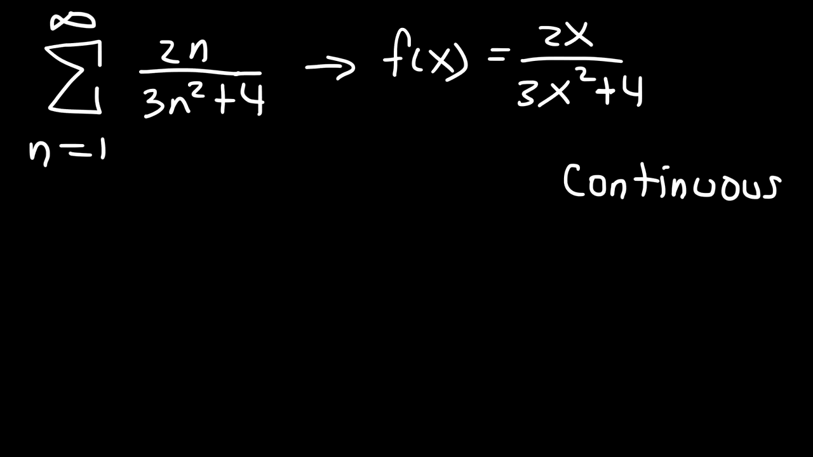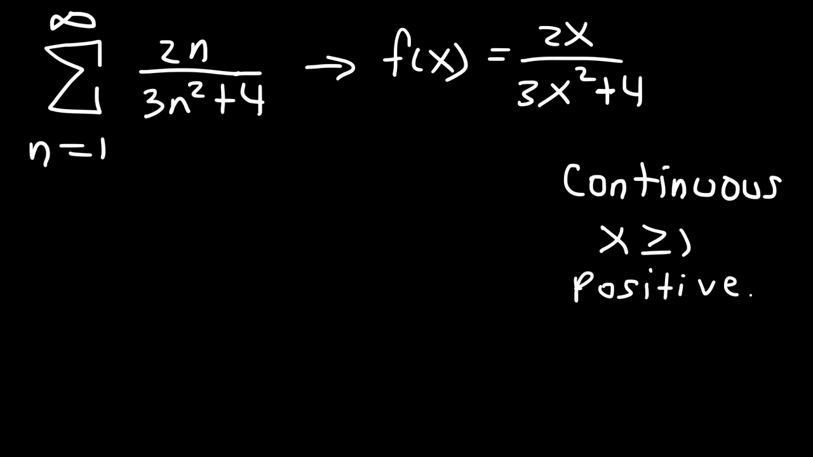Is it positive? Well, when x is greater than or equal to 1, it will always be positive. 2x will be positive when x is a positive number. It will only be negative when x is less than 0. And since x is equal to or greater than 1, 2x will be positive. And 3x squared plus 4, that's going to be positive as well, because x squared is always positive. So we have a positive function. Now, is it a decreasing function?